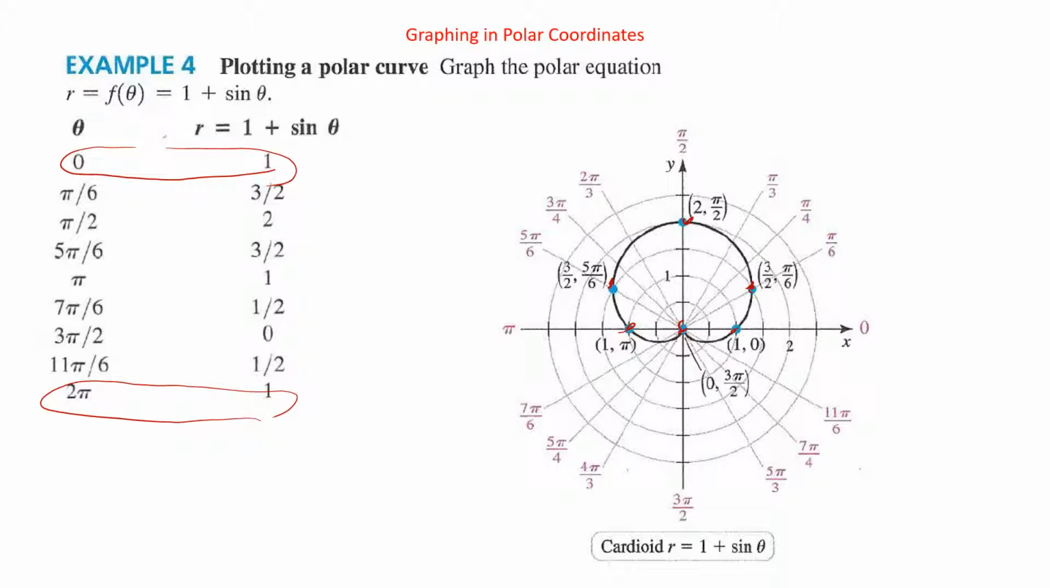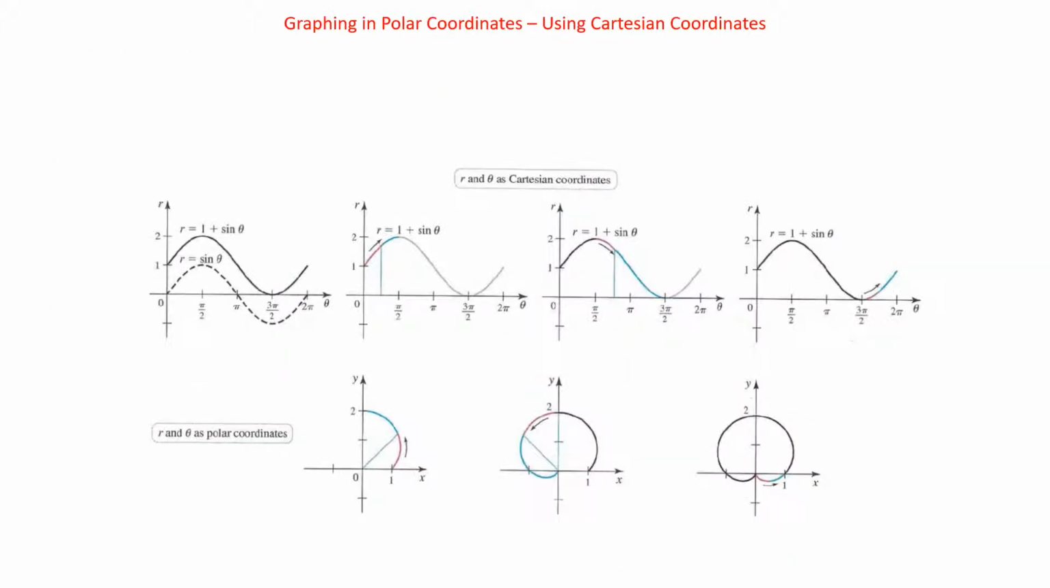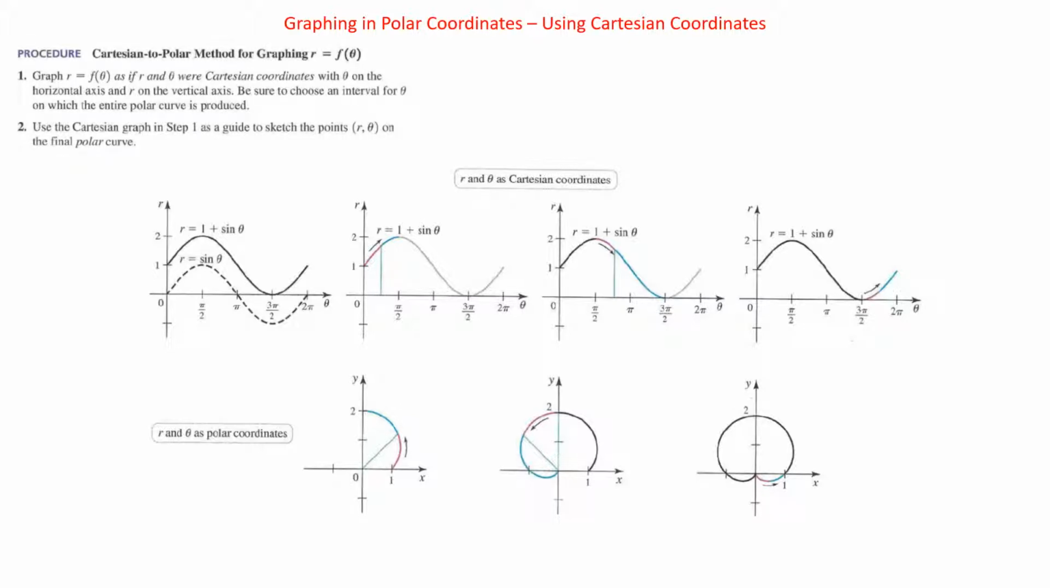So that's how you can graph in polar coordinates. It's just finding the points. And that's one way. There's another way, which would be using Cartesian coordinates. That was supposed to fade in. So using Cartesian coordinates, we would graph it with theta as x and r as y. And then we would take each of the sectors of the circle, and we transfer that to the polar graph.